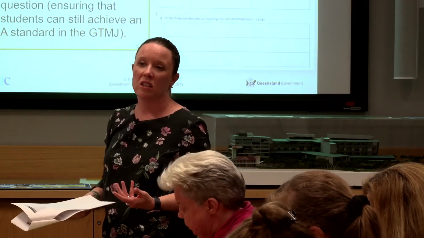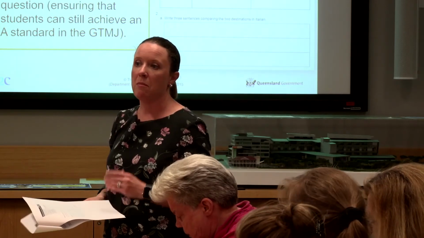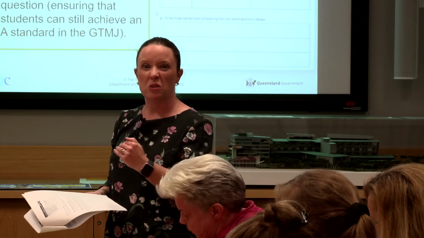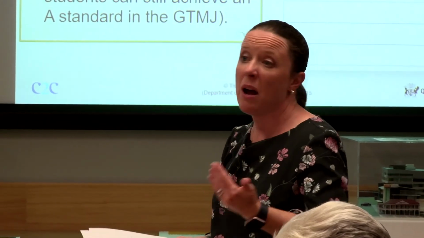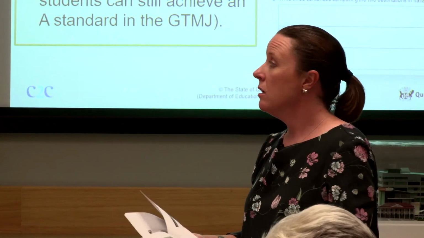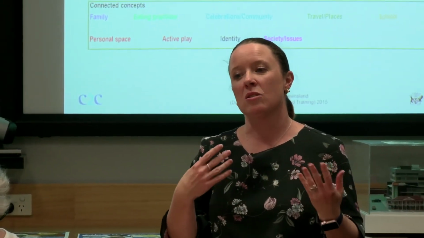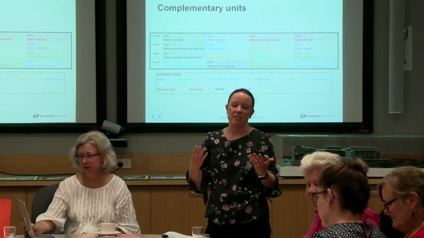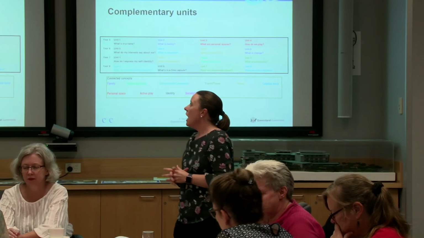So there might be a question that's not quite relevant to the GTMJ. It might be a supplementary sort of question for the C or the A, and so it might actually be able to be removed to make the task a little bit shorter. I'll go on to the other strategies, and then we can talk about any questions at the end if we've got more time.